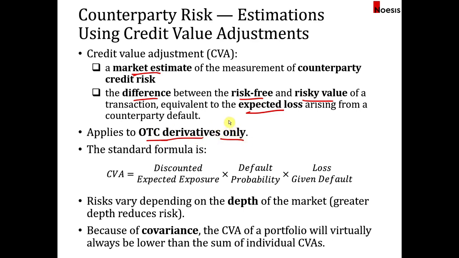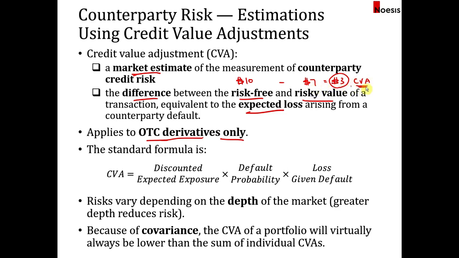The idea is that, let's say, the risk-free value of a risk-free bond or risk-free option is worth $10 in the case where it's risk-free. But if there is a credit risk, then the value would drop to $7. So the difference between these two is $3, and this is what we call the CVA.